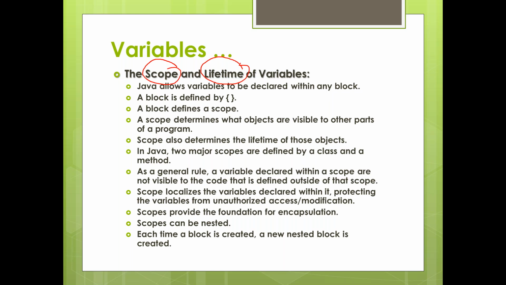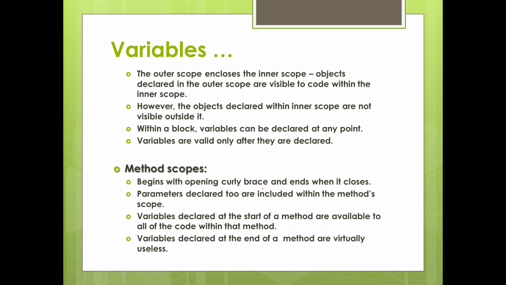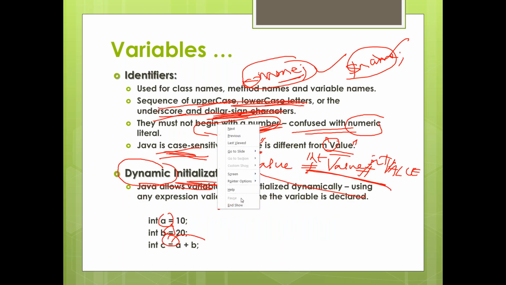Okay, so we declared int C is equal to A plus B. But why did we call it dynamic? That's what I was trying to explain. So let me go back to the previous slide.